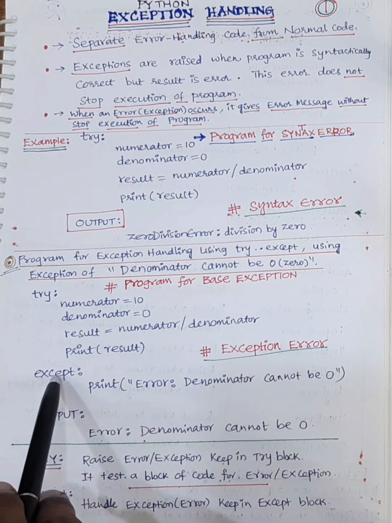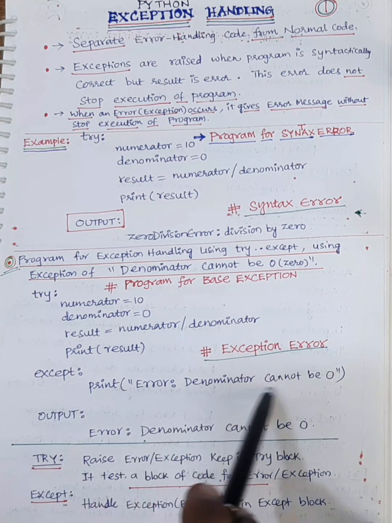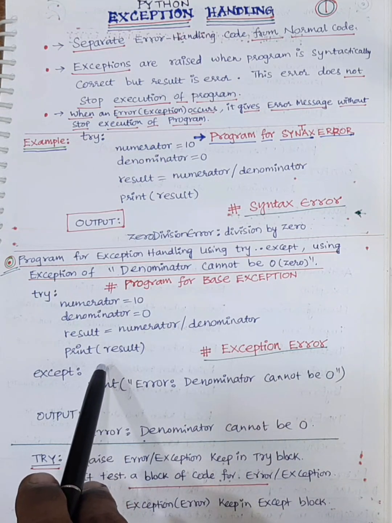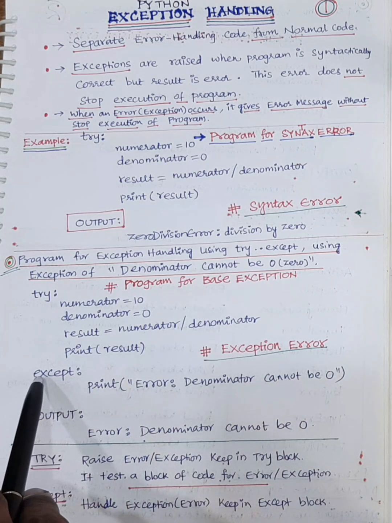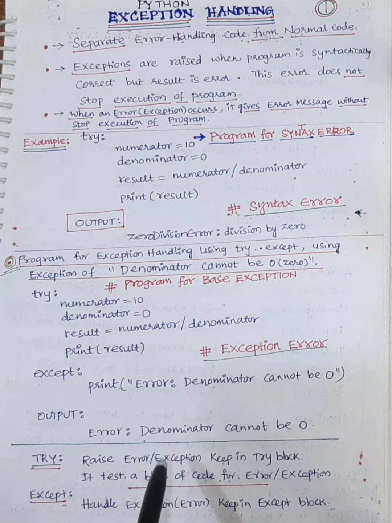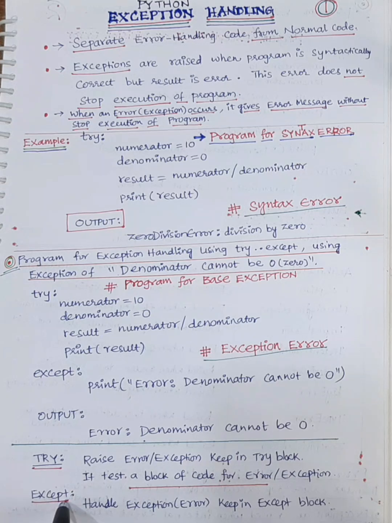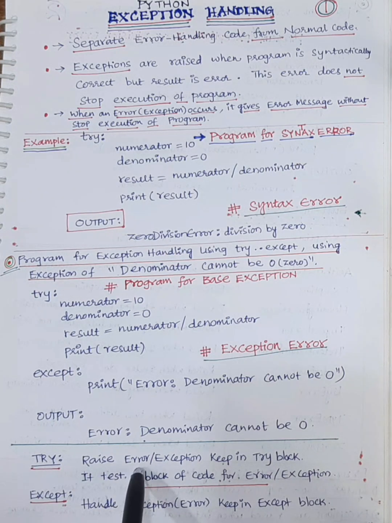Here by using base except we are handling the error. Actually here the program has to be stopped, but if we use this except, the program will not be stopped in the middle of the execution. We will get the output. Smoothly we can run the program. Here we use try and except in this program. In the try block, what we raise the error or exception, we write the code.